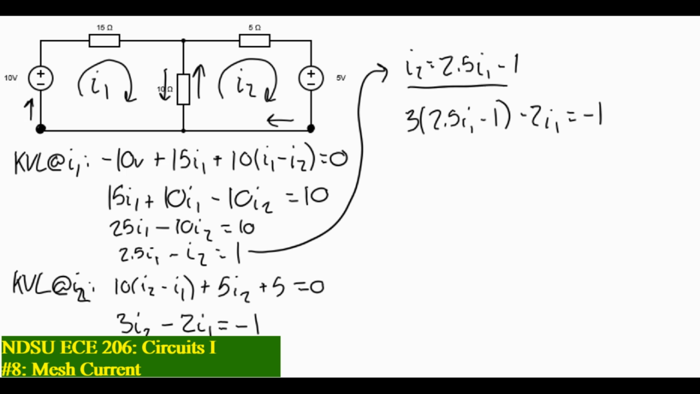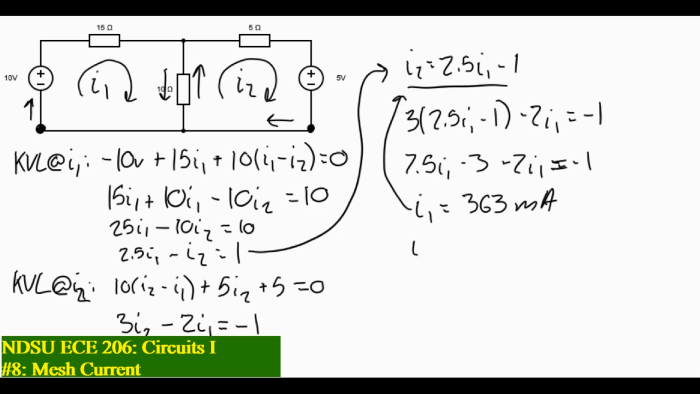Solving through here, we're going to end up with 7.5 I1 minus 3 minus 2 I1 equals negative 1. Ugh, need to be more careful. It's an equal sign. That is going to give us, in the end, I1 equal to roughly 363 milliamps. Let's substitute I1 back into this equation. I2 is then going to be negative 90.91 milliamps.